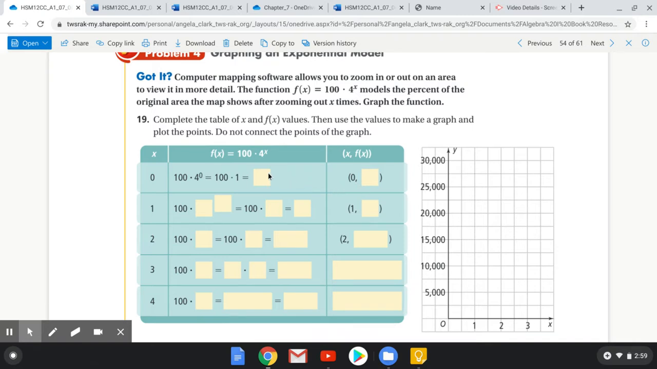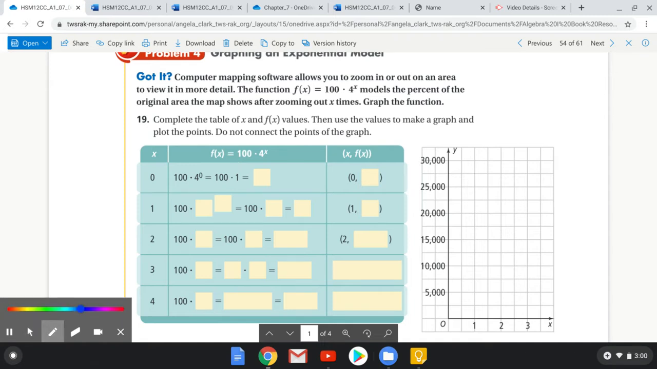And so let's do this. So we're just using the function that they gave us. So we're plugging in x equals 0. 4 to the 0, right? Anything to the 0 is 1. So 4 to the 0 is 1. So 100 times 1 is going to be 100. So our point is going to be 0, 100.